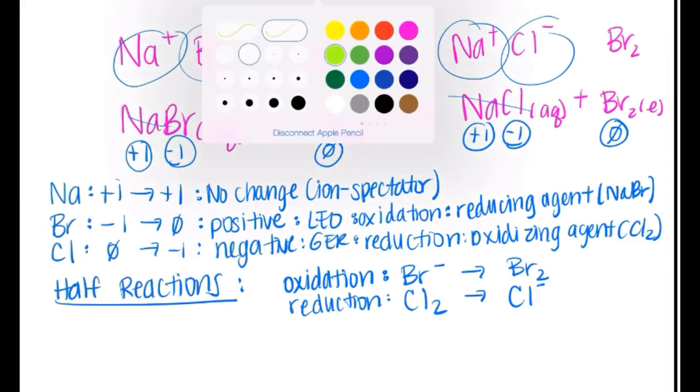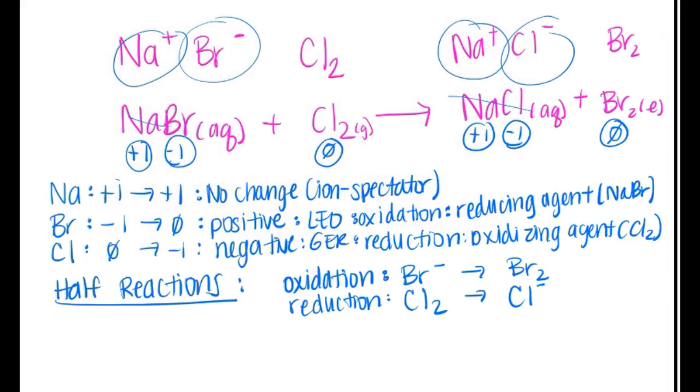Okay, so first I need to balance my elements. I need 2 bromines on this side, and I need 2 chlorines on this side. So balance our elements first. Now we have to look at the charge on both sides so we can balance the charge out. On this side I have a -2 charge because I just added 2 bromines, and a 0. Which side's more positive? The 0 is more positive. How much more positive? 2 more positive. So add 2 electrons to the right side of this reaction. Here I have 0, -2. This side is more positive now, so I'm going to add 2 electrons to this side.